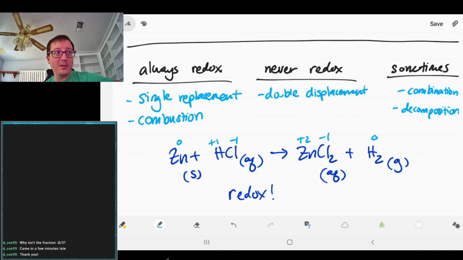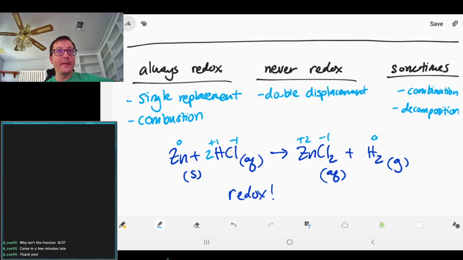Element plus compound turns into compound plus element. That's single replacement, right? So I want you to train yourselves to identify reactions because that can save you work. If you wanted to balance this, by the way, all you need is a 2 here. So sometimes the balancing is very easy for us.